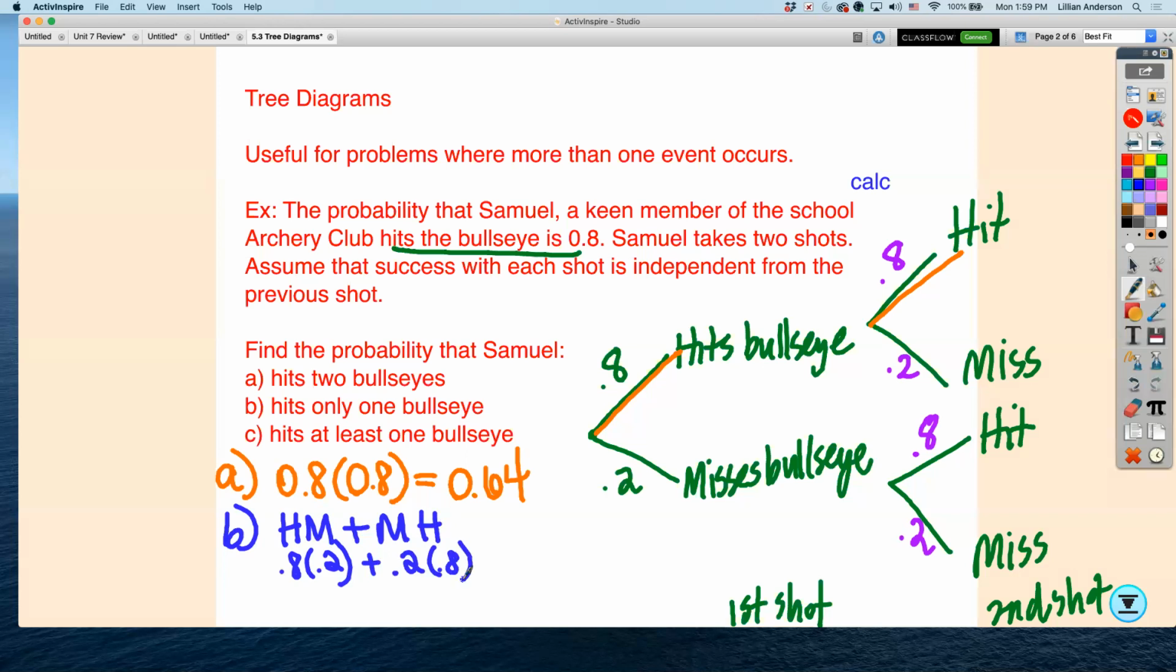So we're going to do 0.8 times 0.2 plus 0.2 times 0.8. And what is that? About 60 for both? Yeah. Oh, so then 0.32. That's going to be the probability that he hits only one bullseye.